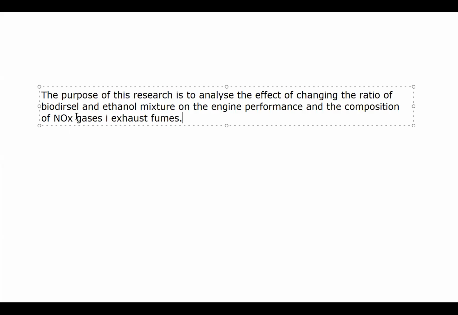Why do we use castor oil? Because castor oil is not a food. There is a lot of criticism when you try to use, let's say, corn oil for fuel. They say corn oil is a food, and food cannot be used for fuel. That's kind of an ethical issue. So let's say we have some castor oil, but biodiesel performance is not always as good as diesel performance.